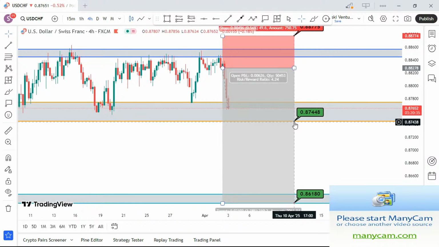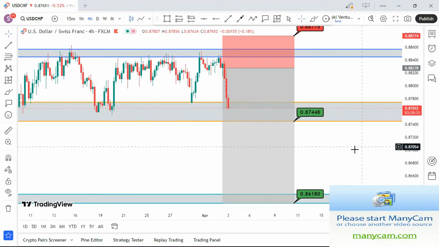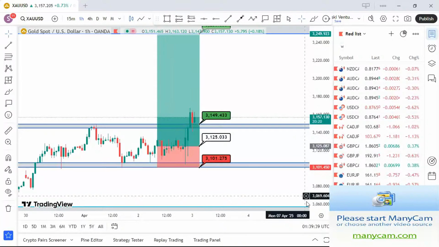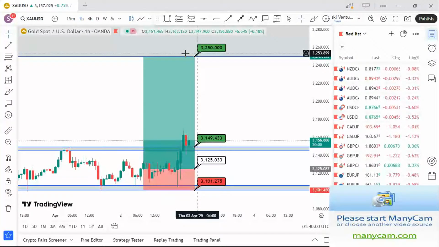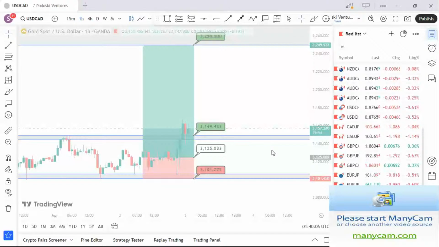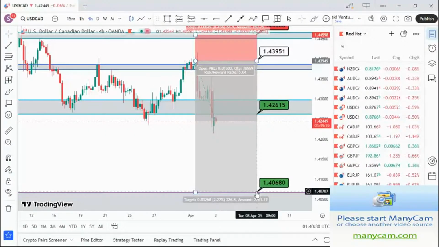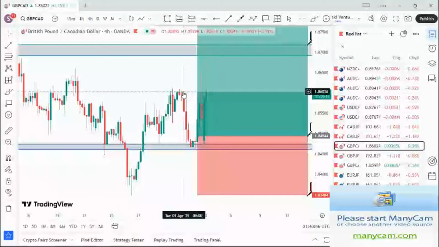So this is just our first target, and we are just getting started. Yesterday, gold gave us some very nice pips, and it's currently running to the zone here, and we'll see if gold will get there. We also have USD CAD here. This is the one that hit our stop loss, and this was the news here. So on this particular GBP CAD, also running massive profits.